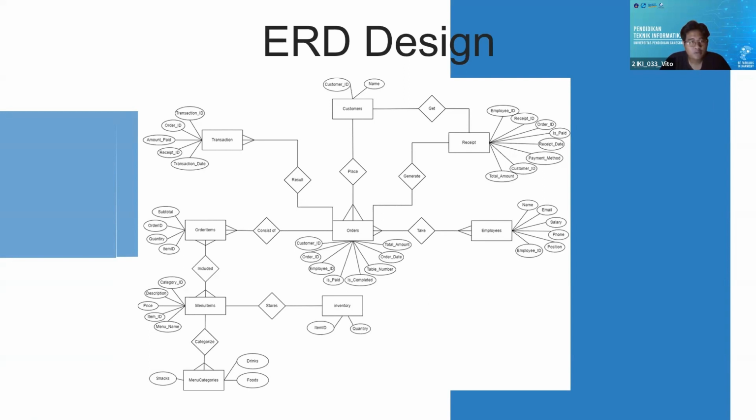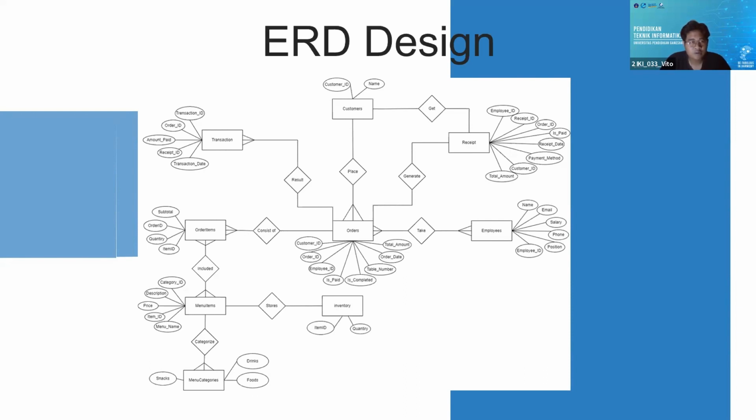The second one is the employee has a one-to-many relationship with orders. This means that an employee can handle multiple orders. So the action represented by this relationship is that an employee can process multiple orders. The third one is order has a one-to-many relationship with order items. This means that an order can contain multiple order items. So the action represented by this relationship is that an order can consist of multiple items.